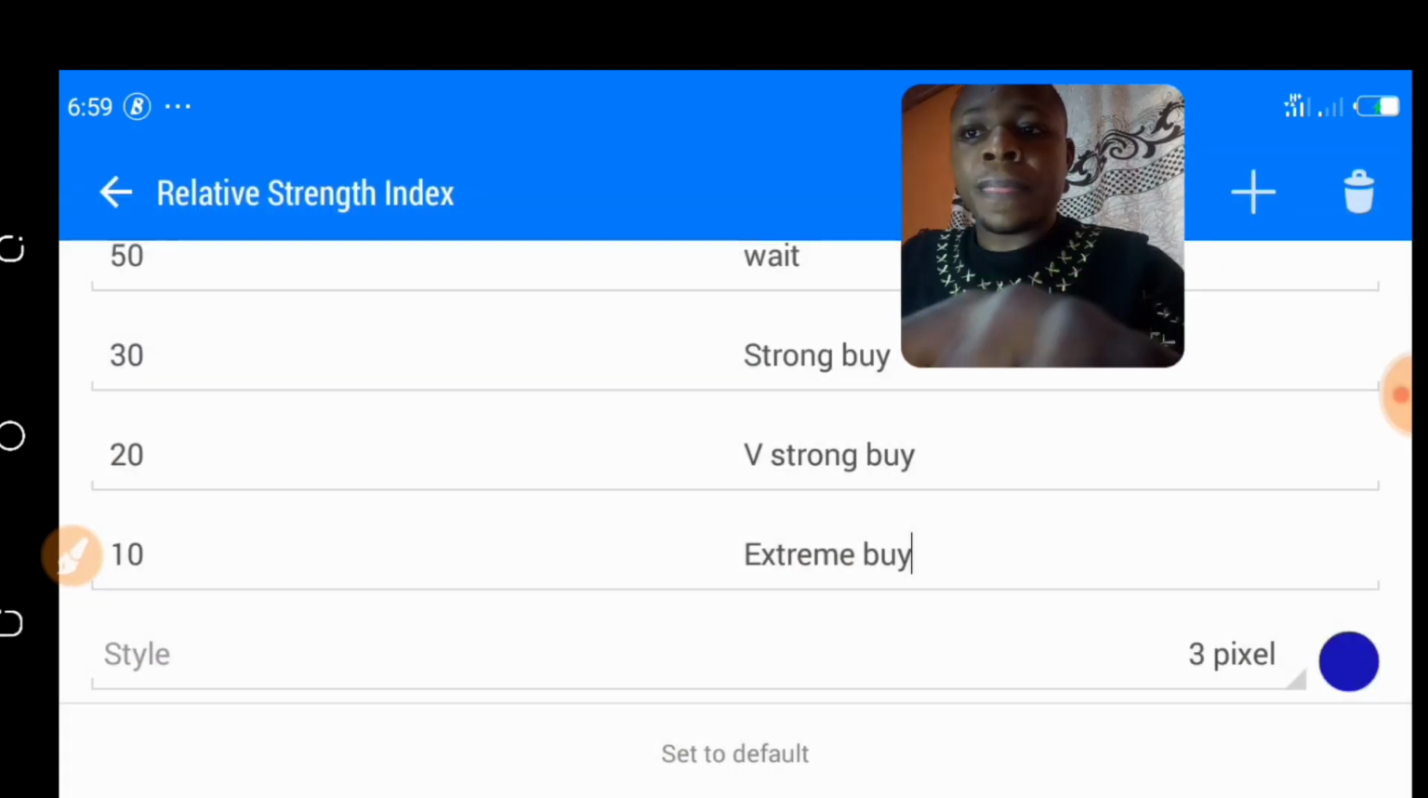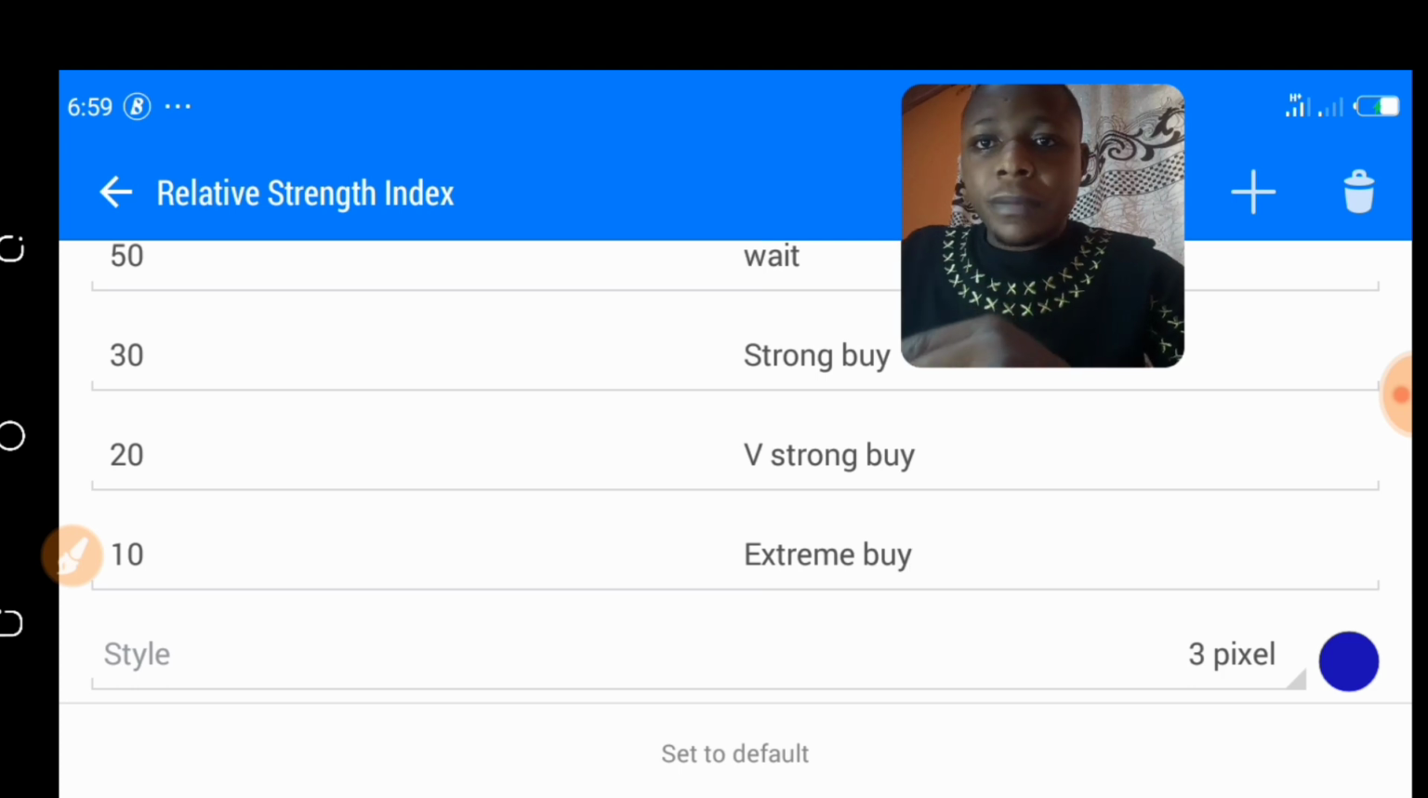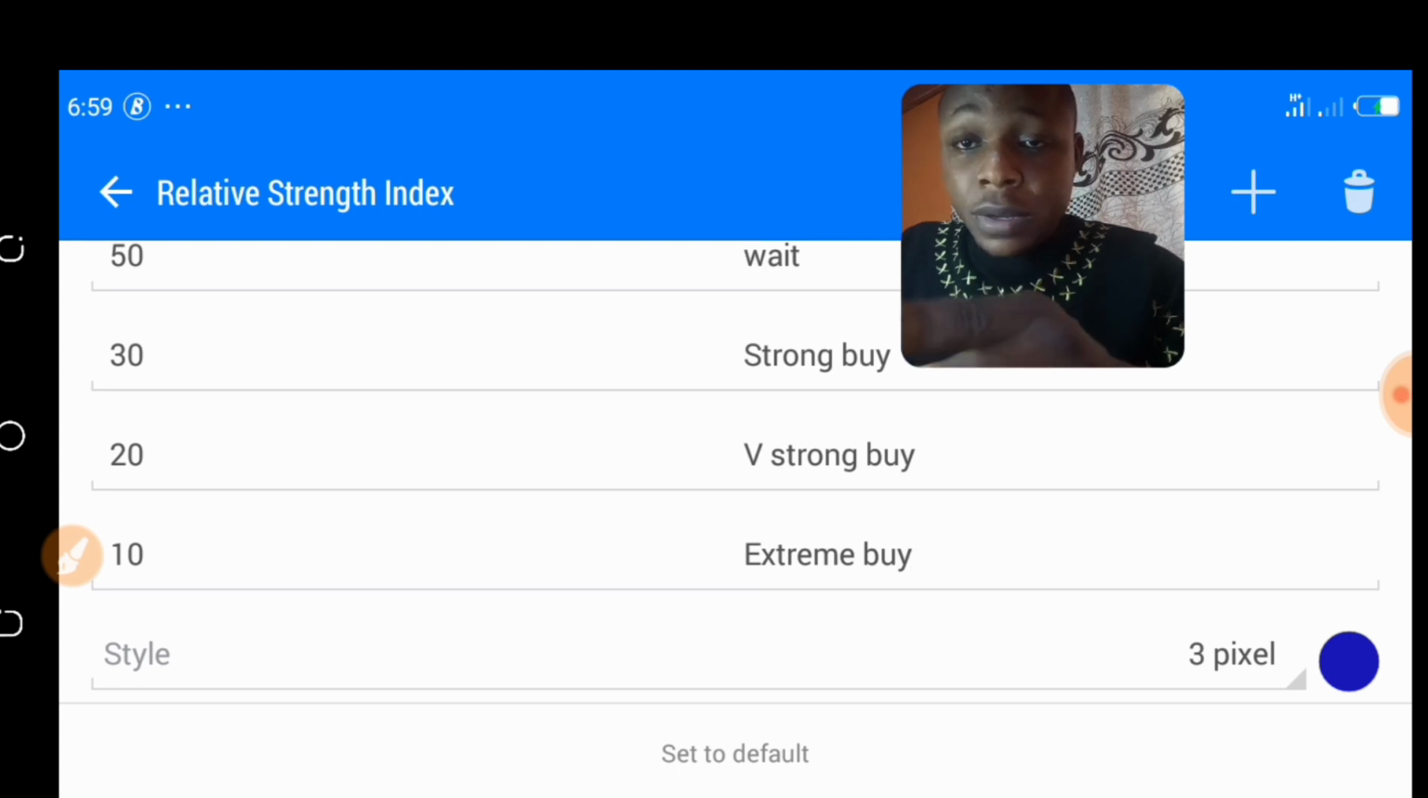Extreme buy. Now this indicator works on all time frames. So if you are using this indicator on the 1 minute time frame, that means if you are entering any trade just because of this indicator, you'll be holding it for a maximum of, let's say, 10 minutes, or maybe when it came down to extreme buy and comes up to the level 50 again, you close your market.